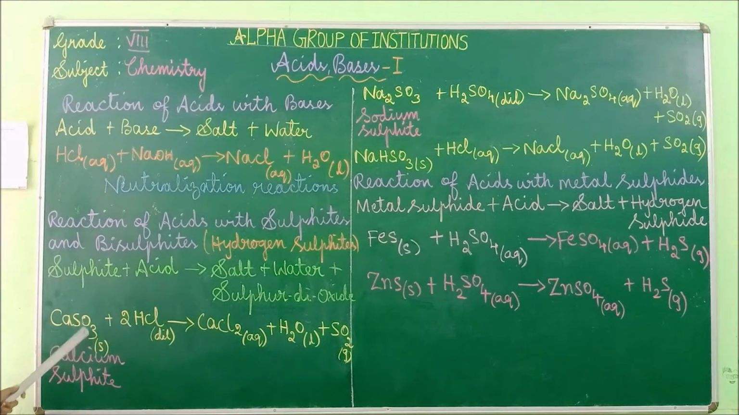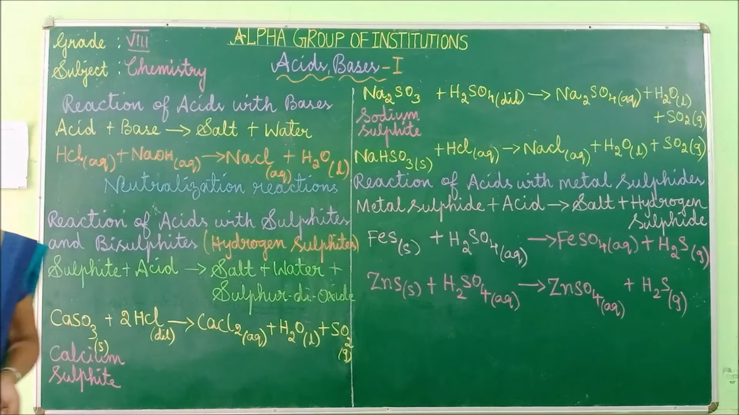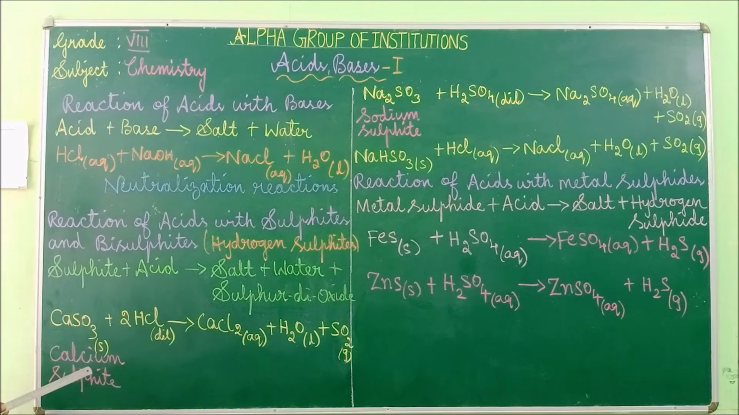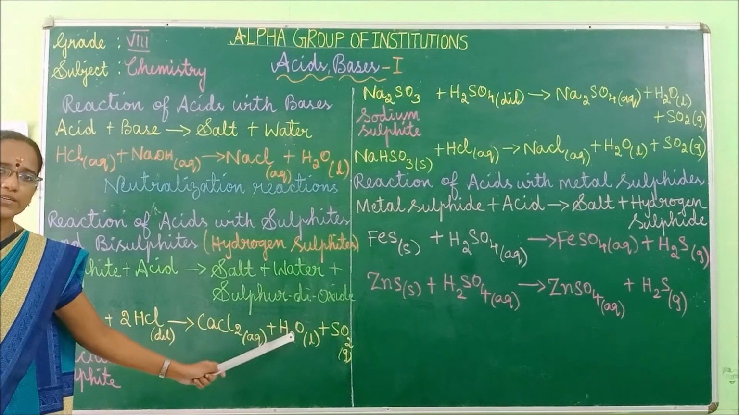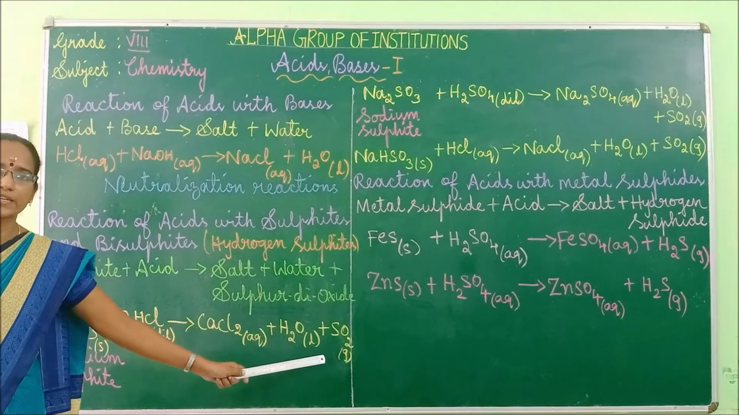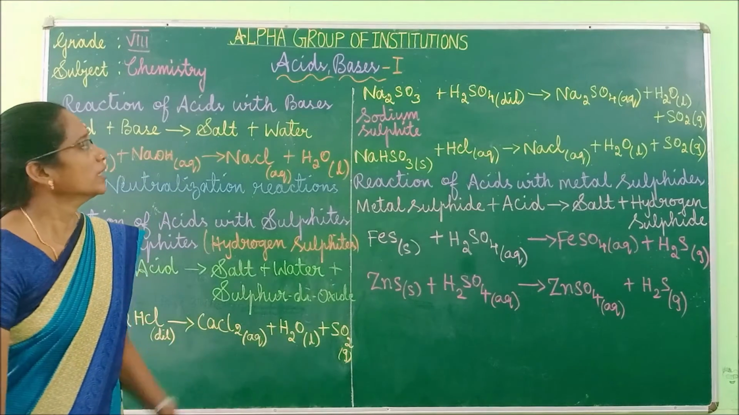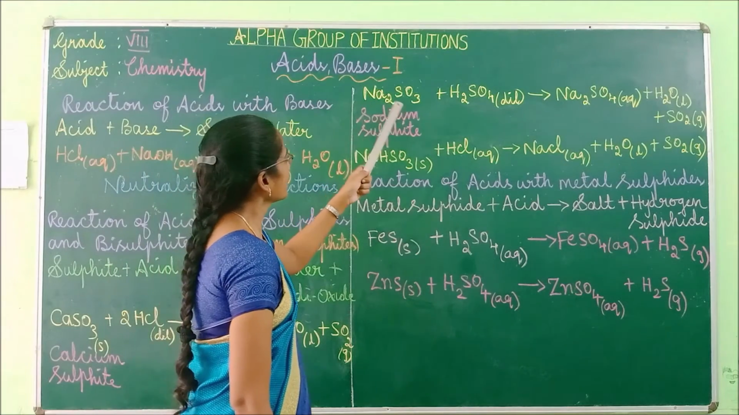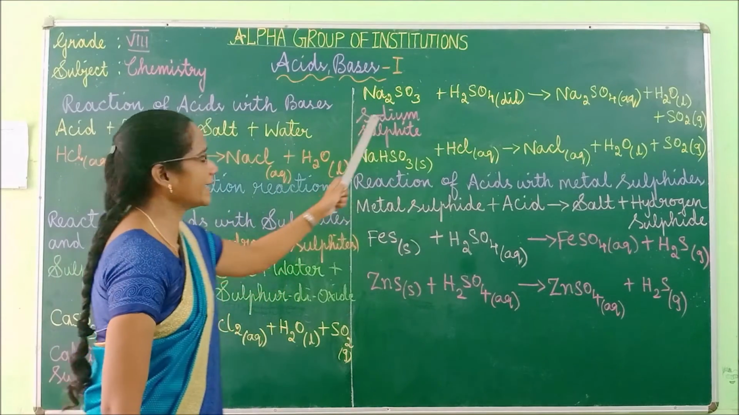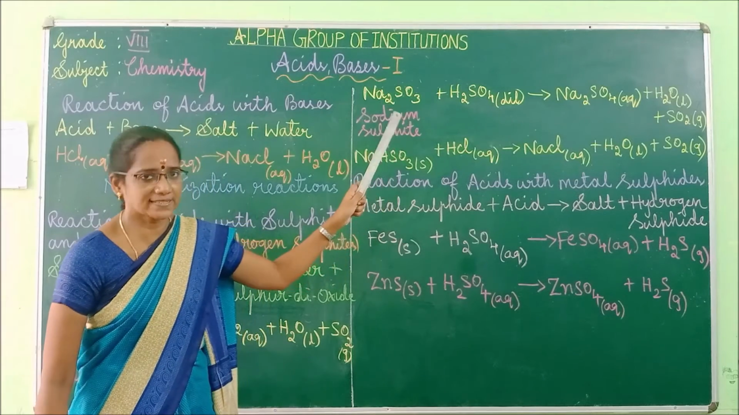So you have to mention it in words, and in the next line you have to mention the formula of the particular compound. CaSO3, calcium sulfite, reacts with hydrochloric acid. Both combine to produce calcium chloride. This is a salt. Along with that, water plus sulfur dioxide gas will form. Right. Next, we can go to sodium Na2SO3. So Na2SO3 is sodium sulfite.